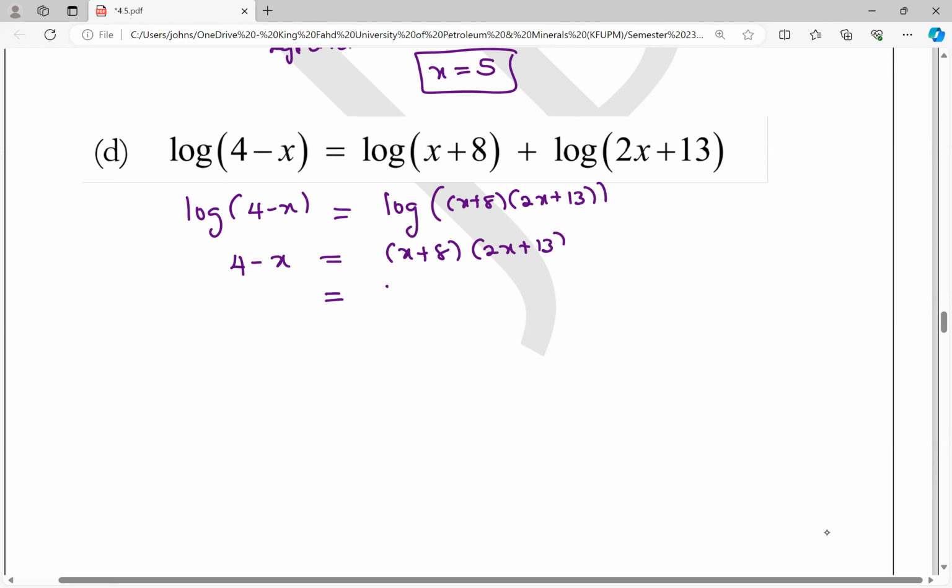If you expand this, this will give you 2x squared plus 13x. Then plus, this is 16x. And this will give us, I think, 104. That's 8 times 13, 104. And here we have this one.